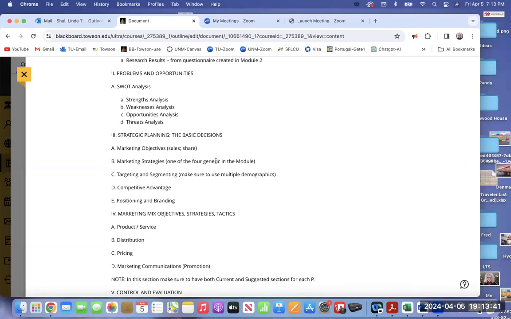Your marketing strategy is one of the 4 generics. I'll go through that, I'll show you where they are again, and I'll explain it to you a little bit more. Targeting and segmenting, multiple demographics here.